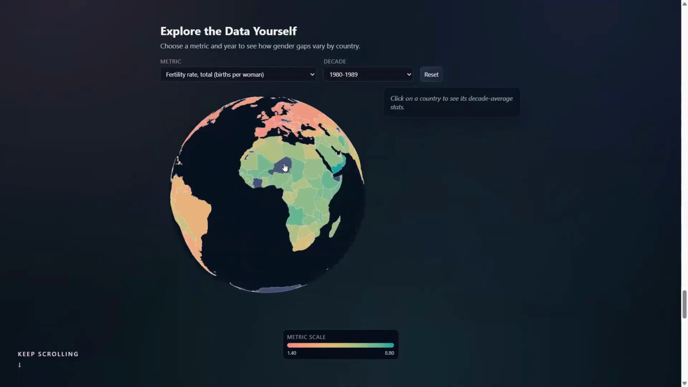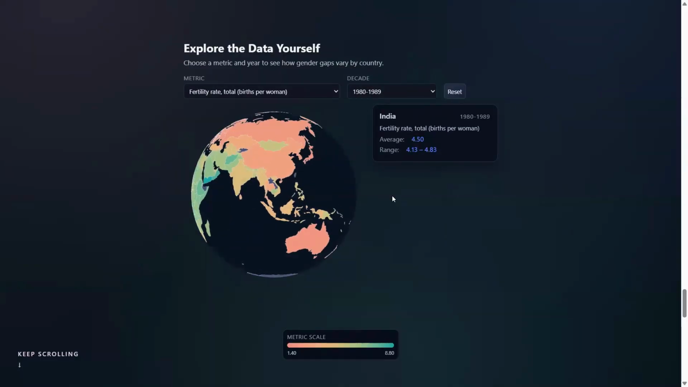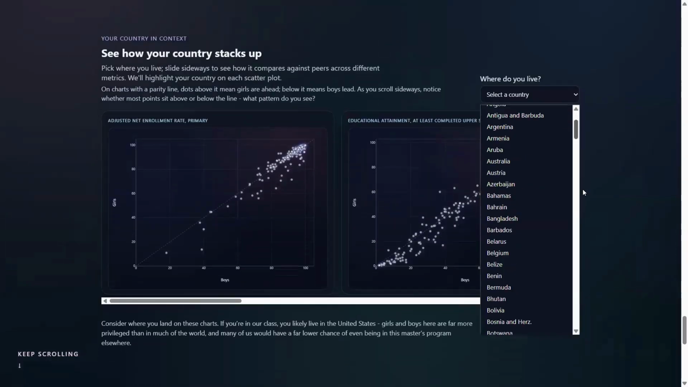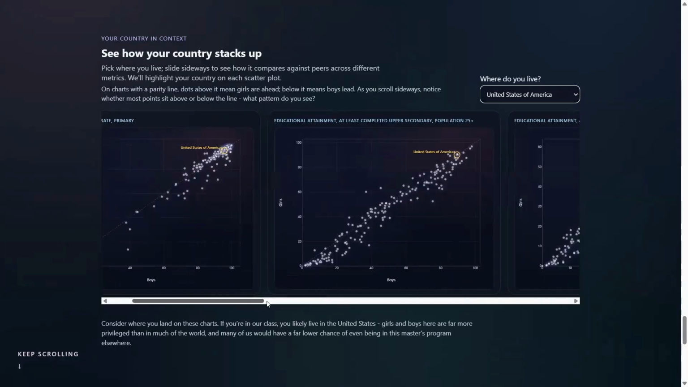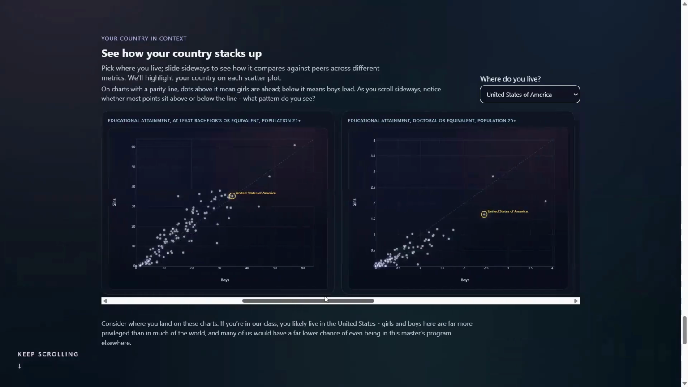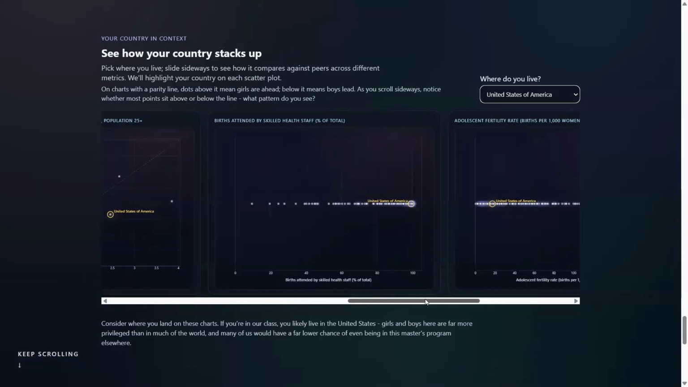After this, the users will have the opportunity to explore the world themselves and see what the statistics look like for any country on a more micro level outside of just a regional view. And they'll be prompted to select where they live so that they can see how they stack up in the grand scheme of things.